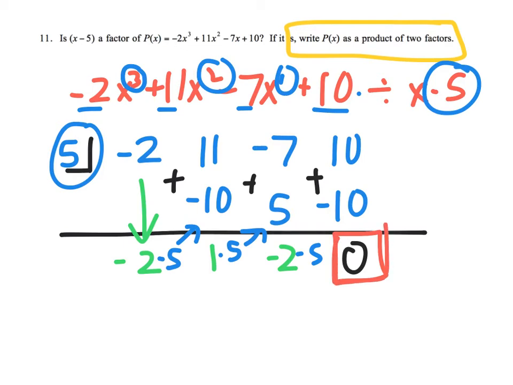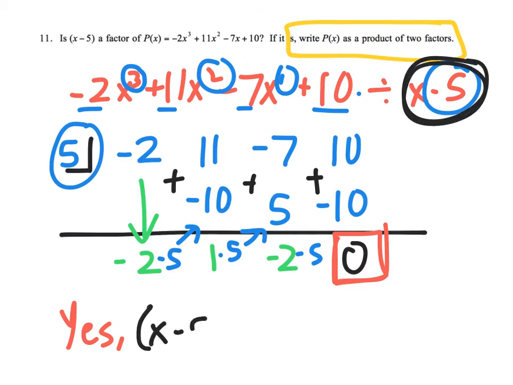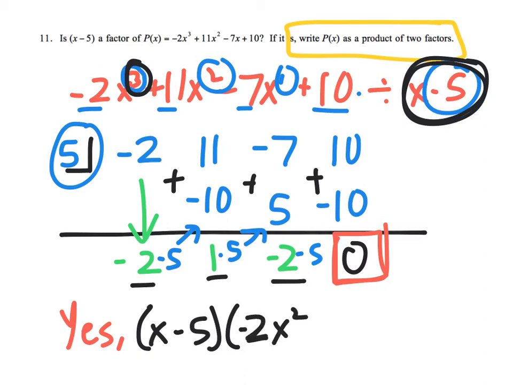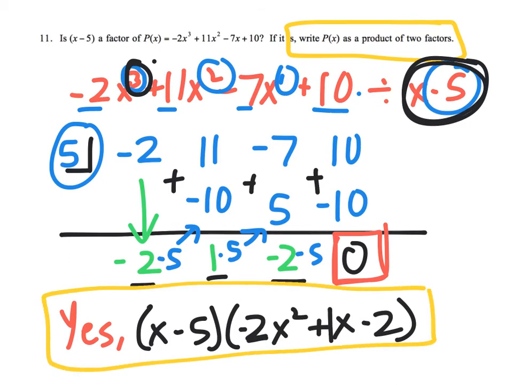Since we got a 0, then I know this guy is a factor, so my answer is going to be yes. And for my answer, my first product is going to be whatever we're dividing by. So I'm going to have x minus 5. My second one is going to be using these numbers down here, but my degree is going to go down 1 from where we started. So we're going to have negative 2, and then x squared, because my original one was x cubed. And then each one should go down from there. So then we'll have plus x minus 2. Now really there's a 1 in front of my x to take care of that 1 from before, but this guy should be your final answer.